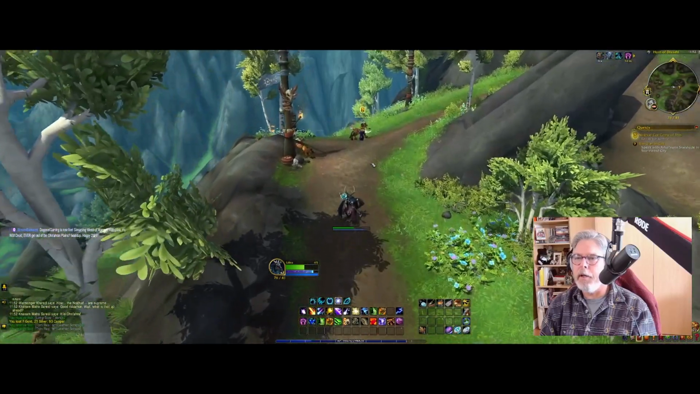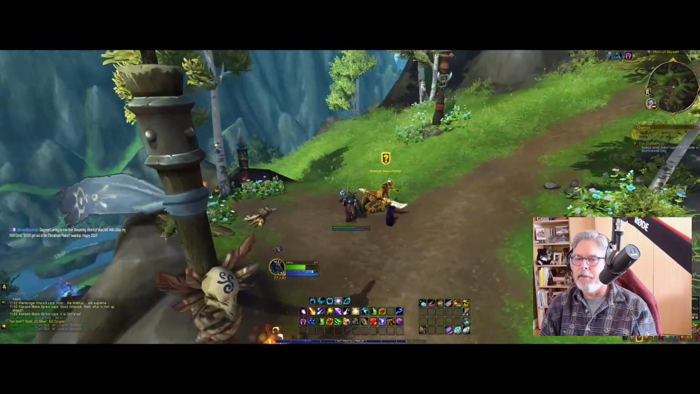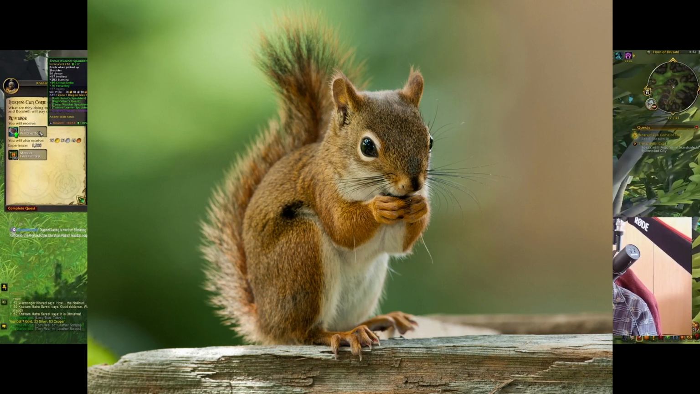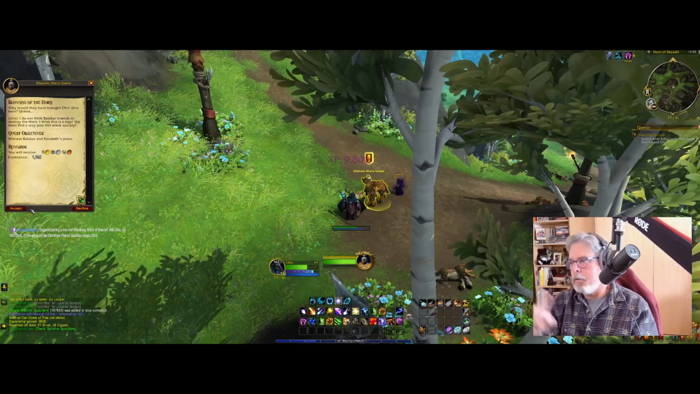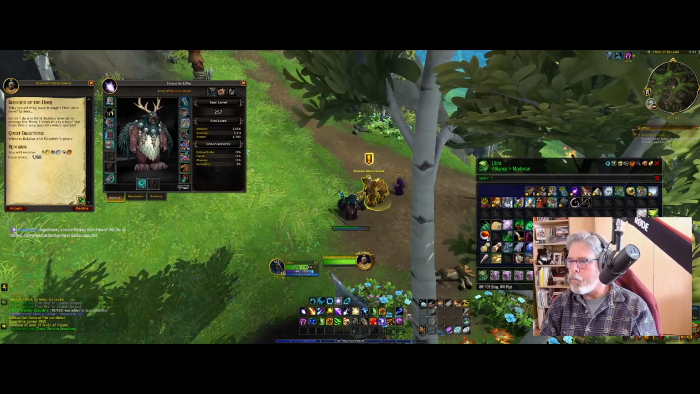Wait, what is that up ahead? Oh, I'm going to leave you behind. Sorry. It's almost as bad as me squirreling, you know? Well met. So I get my 10% upgraded shoulders. That's cool. Give me the shoulders. Where are they?